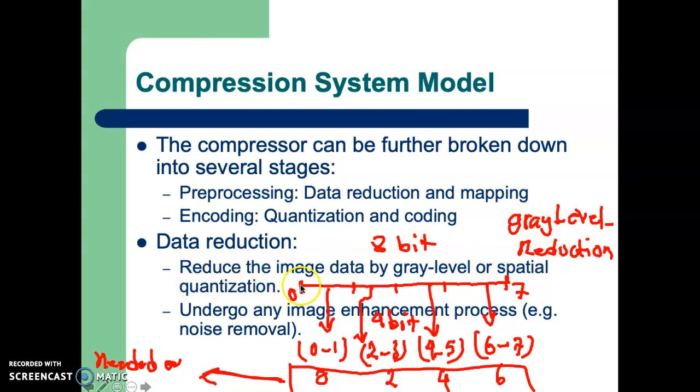Remember you have the original 0 to 7, then you divide it into sub-intervals. Any pixel value that falls under this interval will be represented as 0, this one as 2, for example, and this one as 4. So you have the original and you want to reduce to 4 levels, so you divide so that you only have 1, 2, 3, 4. You can also undergo any image enhancement process if necessary.